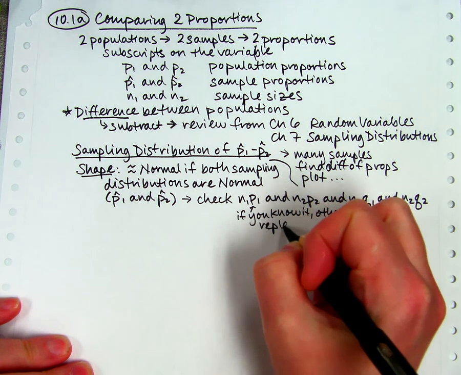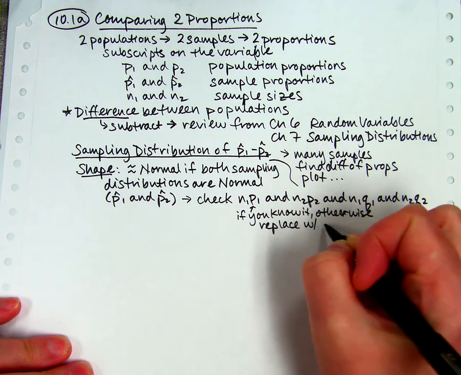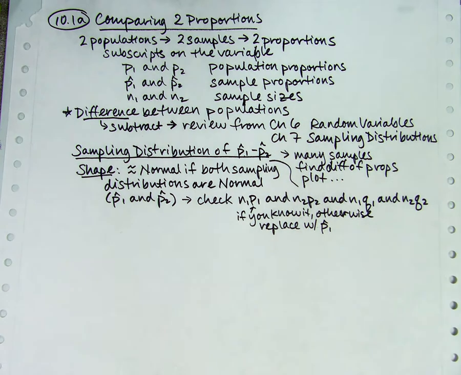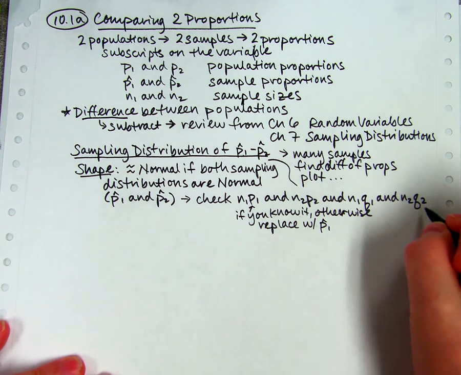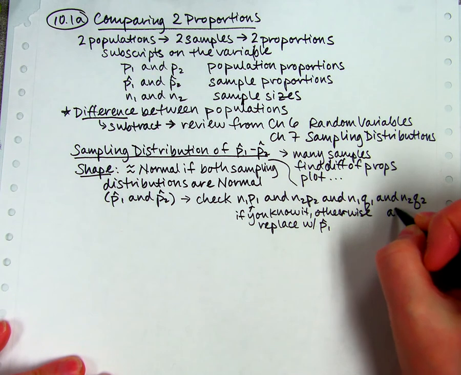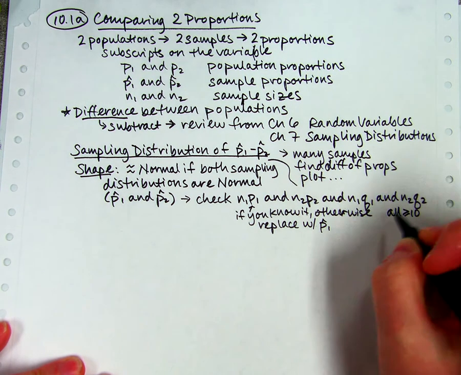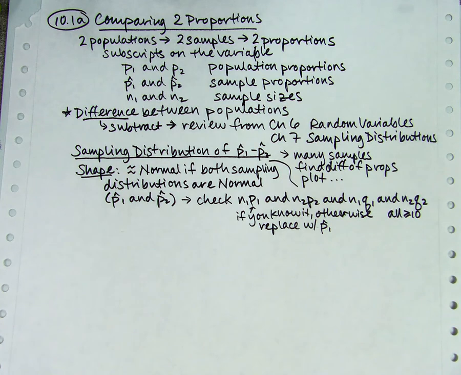So you'd replace it with P hat if you need to. P1 hat. And you do the same thing with all 4 of them. So if all of those are, I should have finished my sentence here, sorry, all greater than or equal to 10, then you can assume that the sampling distribution is approximately normal. And you probably could predict that we're going to have to check that as part of our 4-step process, which we're going to get to.